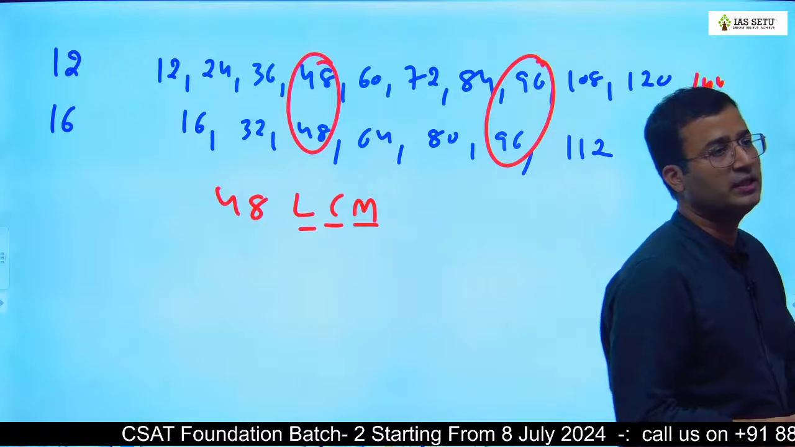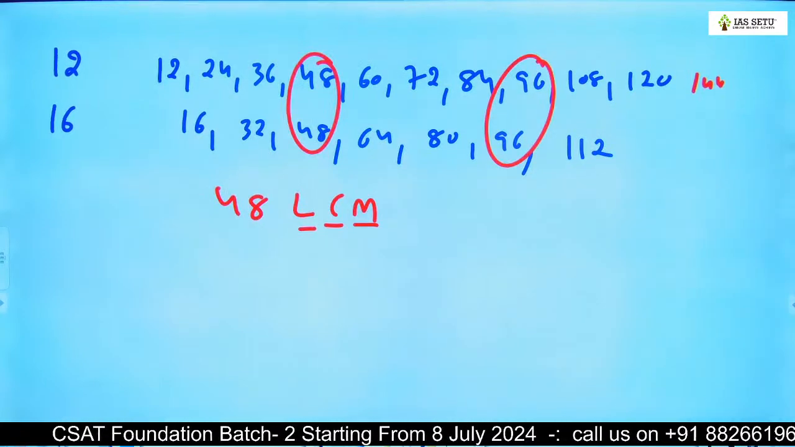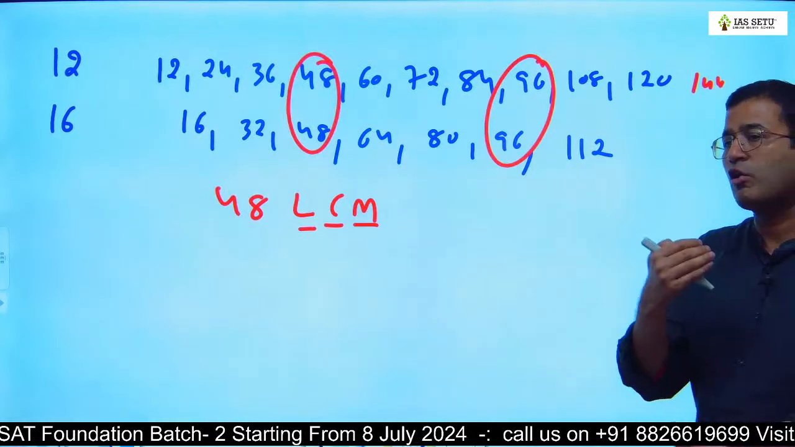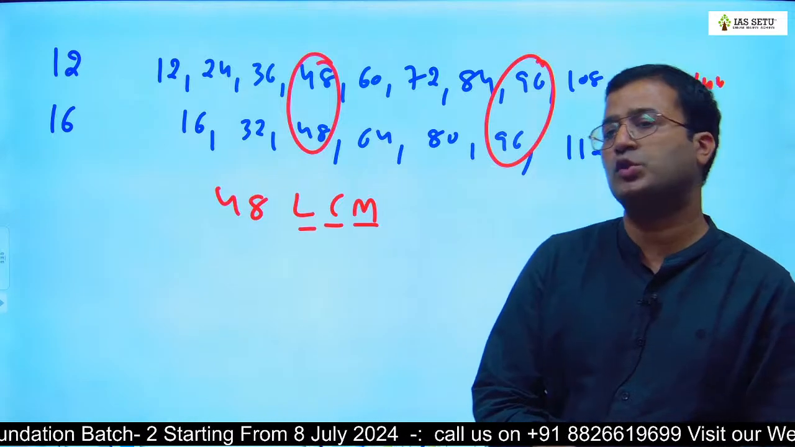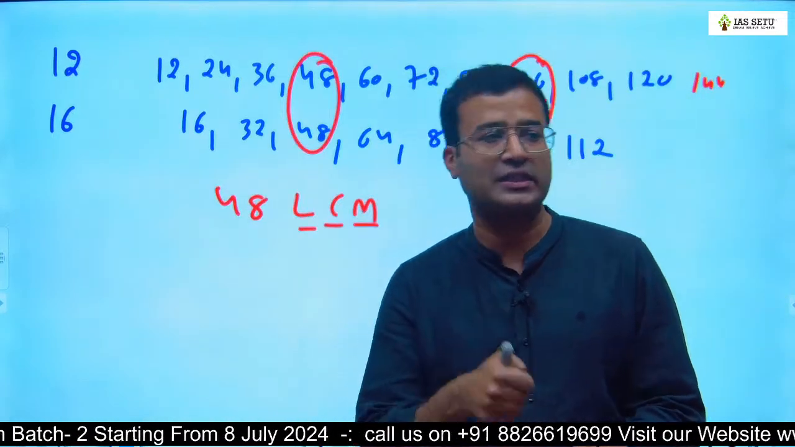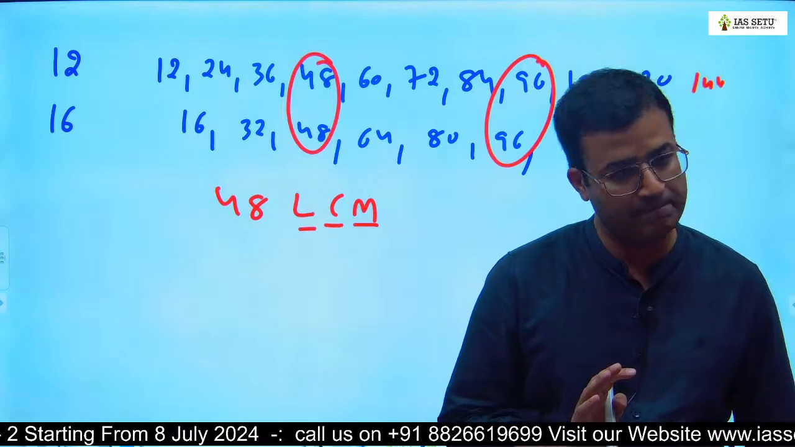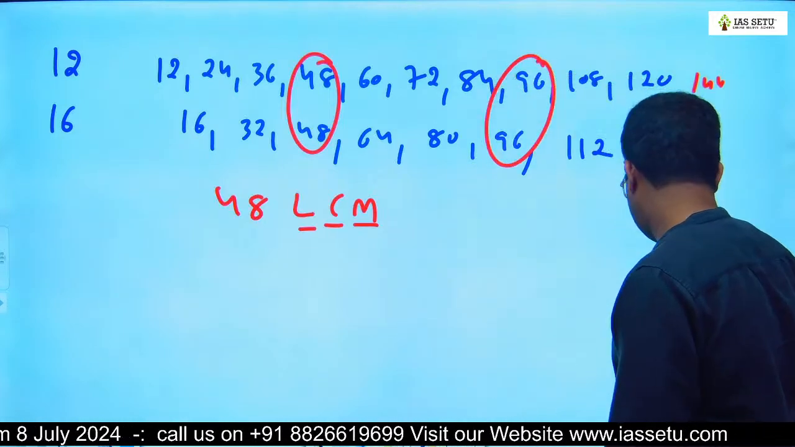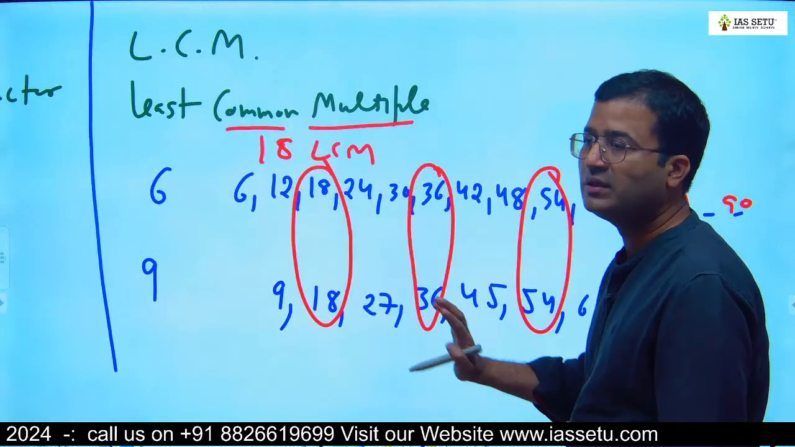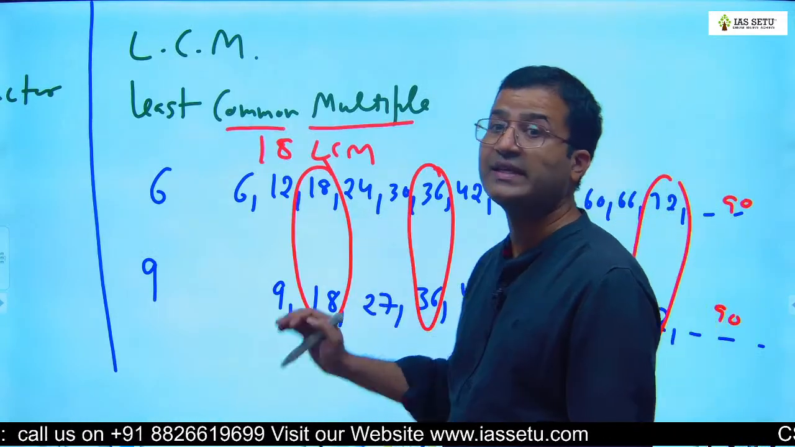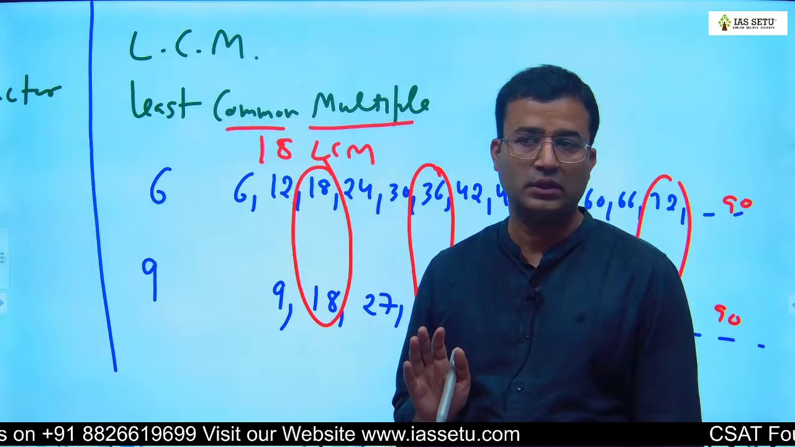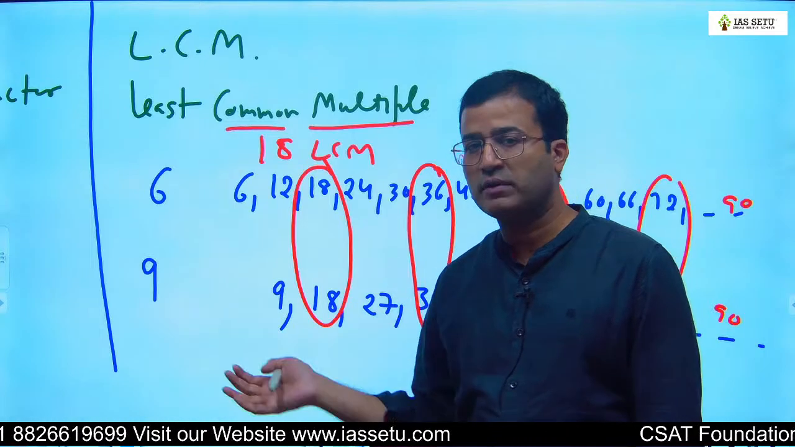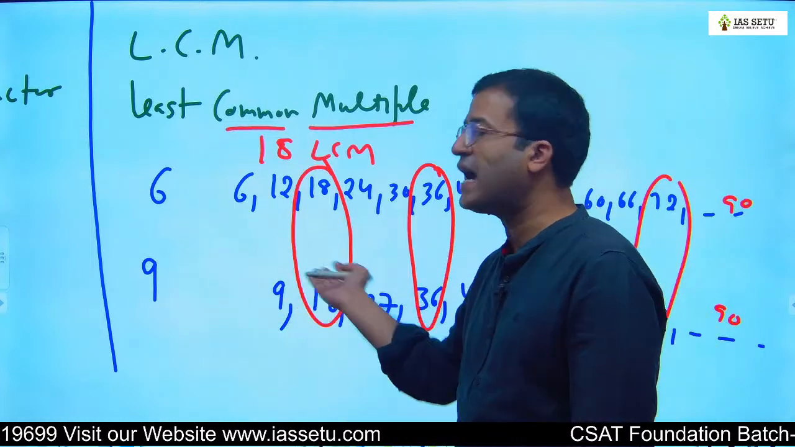We have to take multiples. Out of multiples, we have to identify common multiples. Common multiple में जो सबसे छोटा होता है, that is known as least common multiple. This is understood? We don't use this. I will tell you the method to find LCM. This one is time consuming.